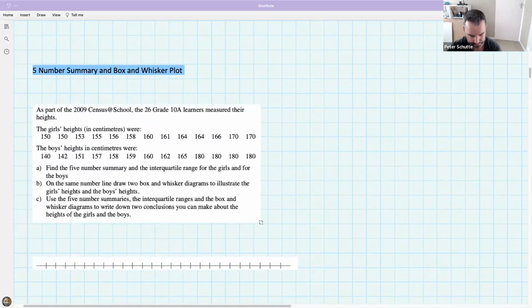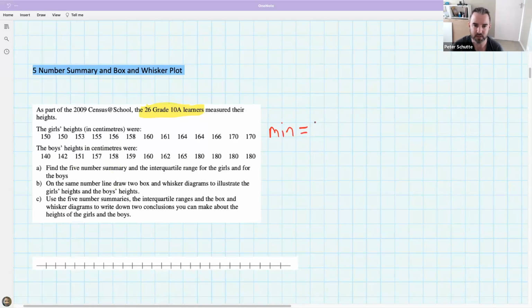So here is the situation. They do a census of a grade 10 class, and there are 26 learners in the class, split into 2 groups: girls and boys. The girls' height in centimeters is written here from smallest to biggest, and the boys' height is also written from smallest to biggest. It says, find the 5-number summary and the interquartile range for girls and for boys. I will do the first one with you as an example, but if you feel like you know what's going on, you do this for me.